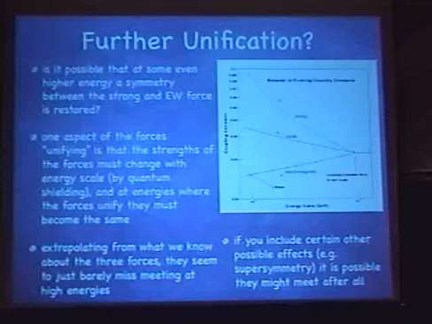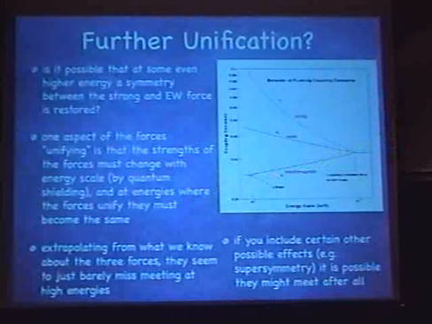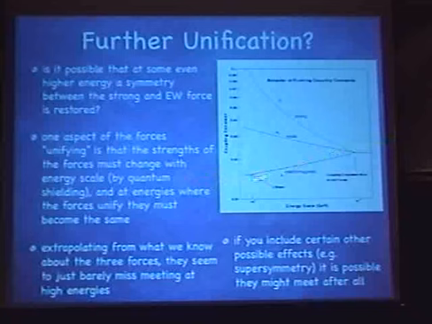In the electric force, there are these virtual positrons and electrons that pop into the vacuum, and they shield a charge that's in the vacuum, and they make the electromagnetic force look weaker and weaker at larger and larger distance scales. Well, long distance scale is small energy. So as energy goes down, the electromagnetic force gets weaker. As energy goes up, as you get closer and closer, at smaller and smaller distance scales, the electromagnetic force gets stronger.